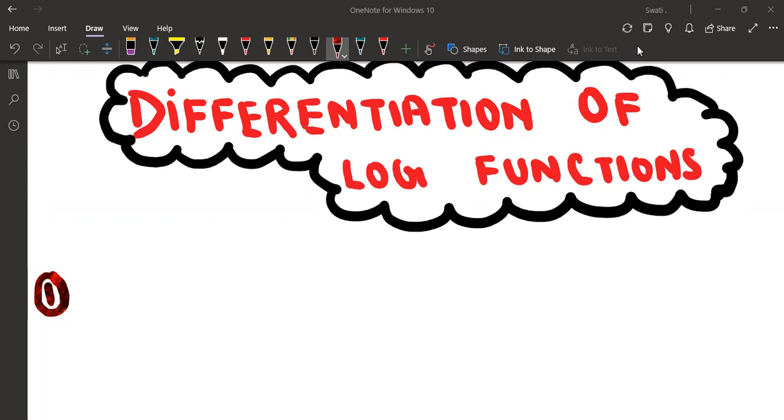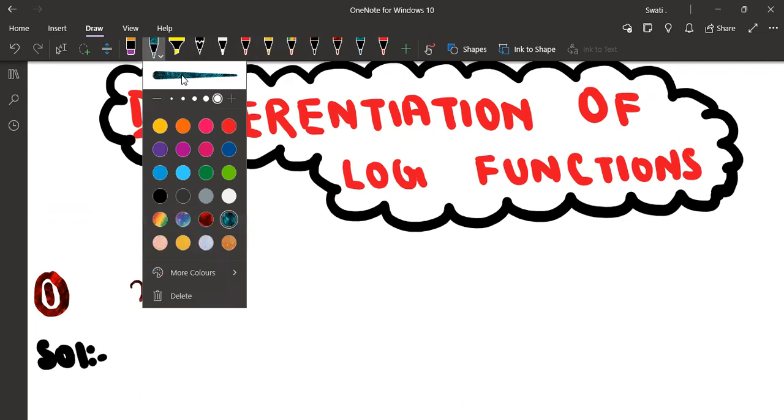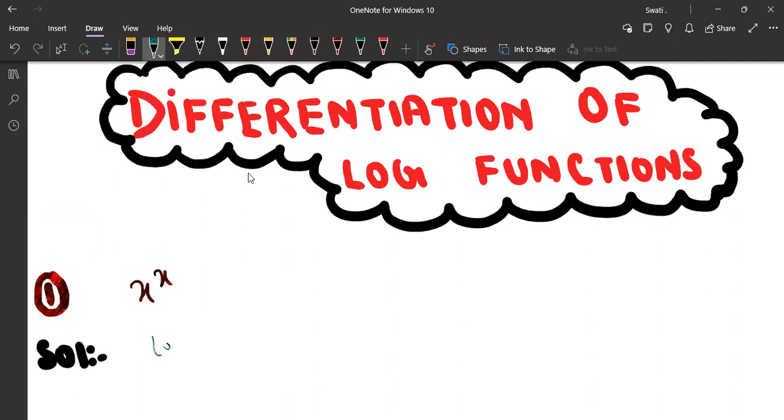So we have to differentiate our first function, which is x raised to x. To solve such kind of question, the very first thing that we should do is take this function as some variable. So let us take this x raised to x as y. So I'm taking this as: let y is equal to x raised to x.